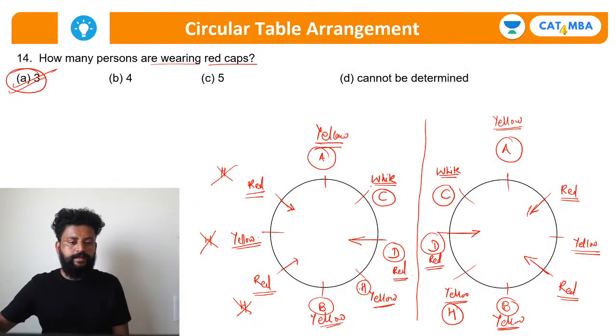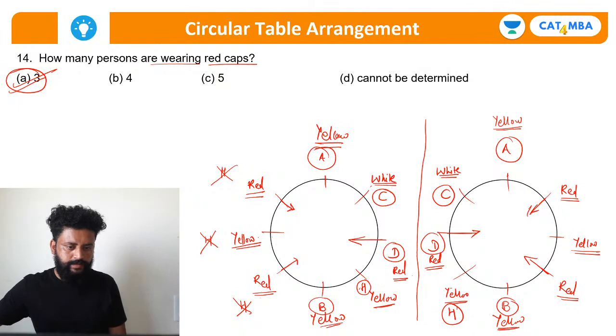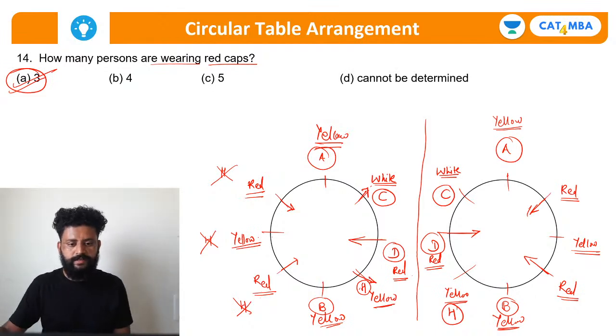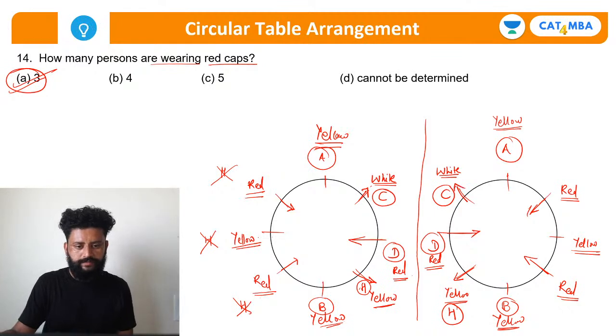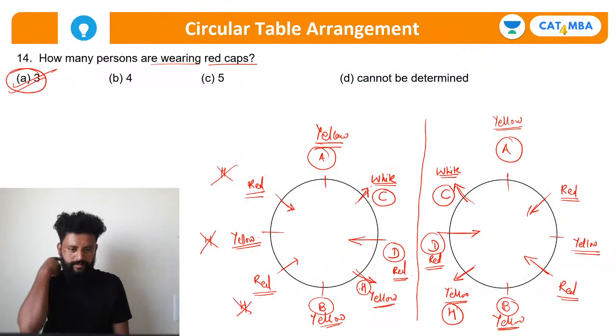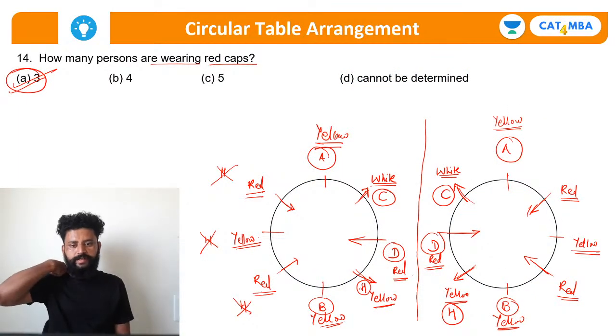Immediate neighbors of D are facing opposite to that of D. These two persons must be outside facing, because D is facing center. Facing center means this must be. Immediate neighbors of E are facing in the same direction as that of E, but we don't know where is E now.